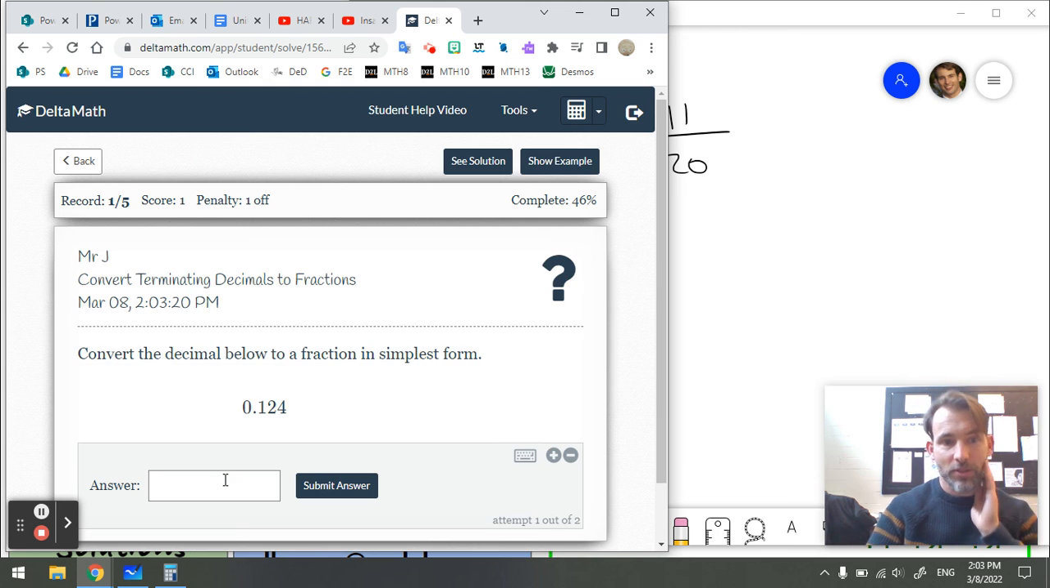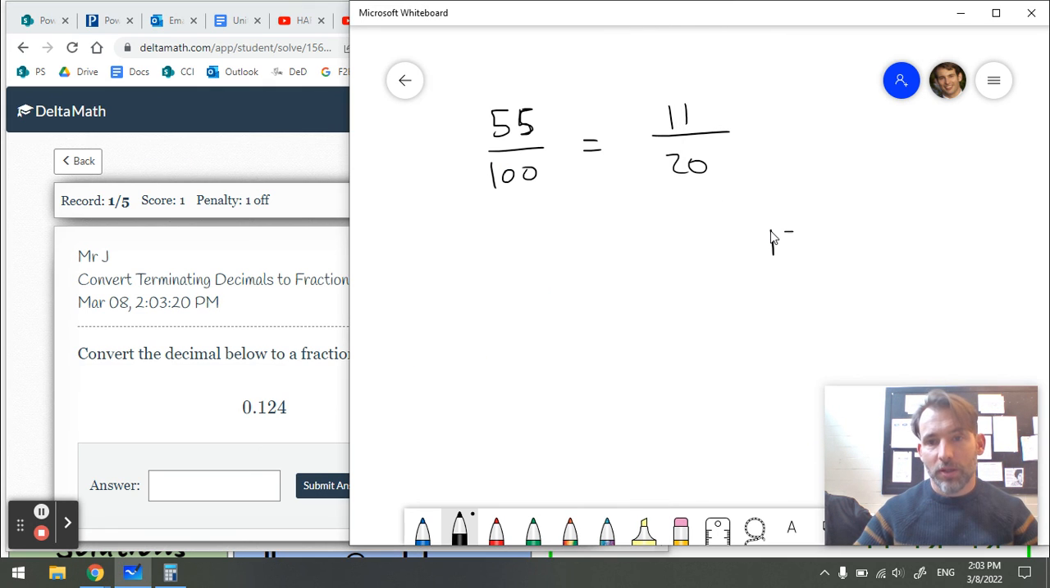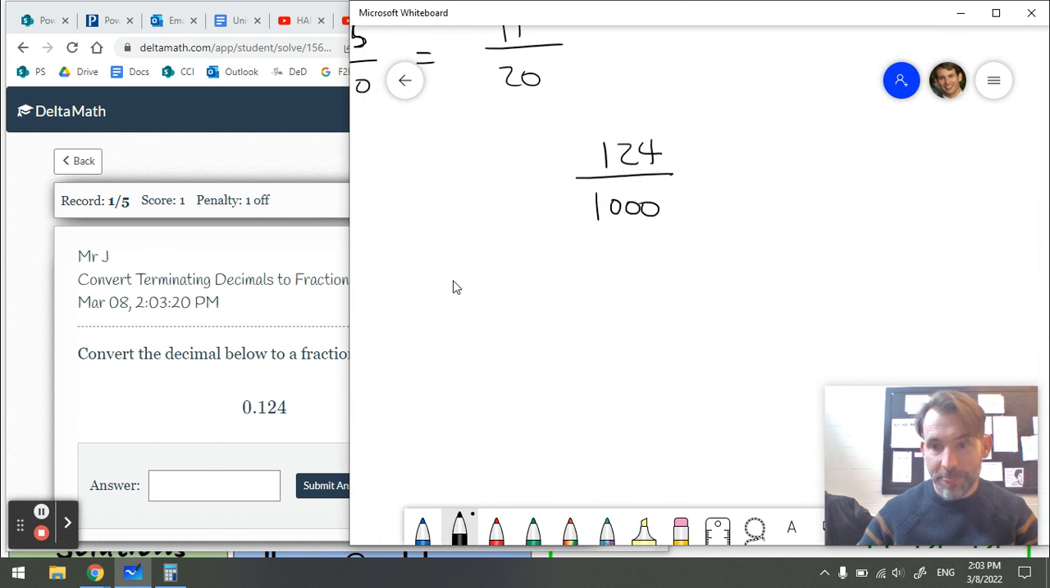Hooray. Let's do another one. 124 over this time 1,000. Why? Because this is the thousandths place. And then I look at this, and I'm very clever, and I spot that both have a factor 4. All right, so I'm going to divide 124 by 4. 124 divided by 4, I'm just going to take the factor tree out, and that gives me 31. 31 is prime. So 1,000 divided by 4 is 250. So this is equal to 31 over 250.